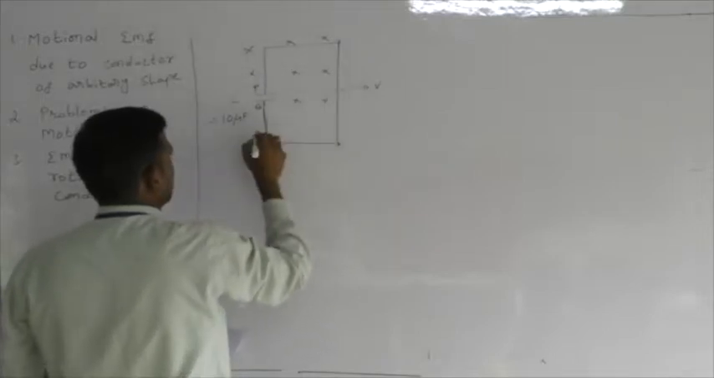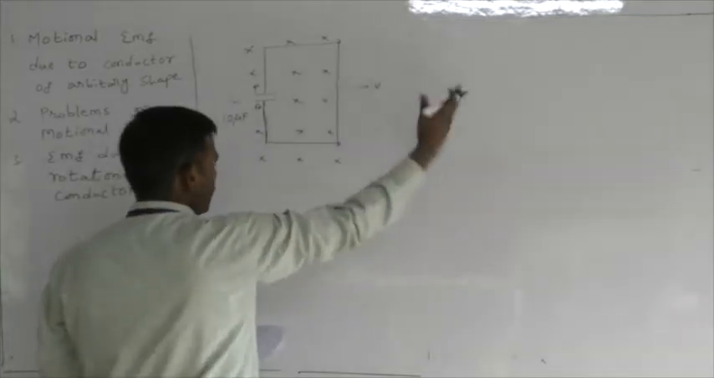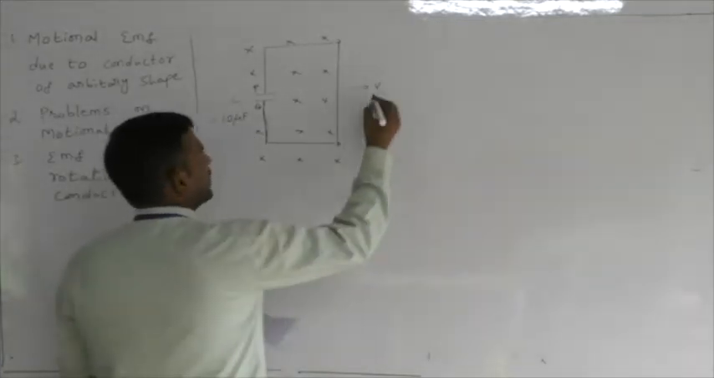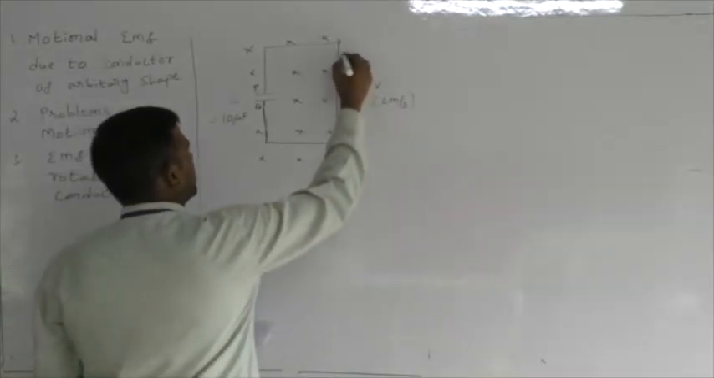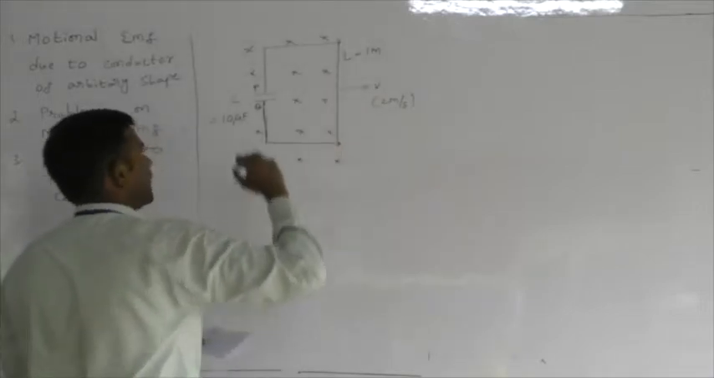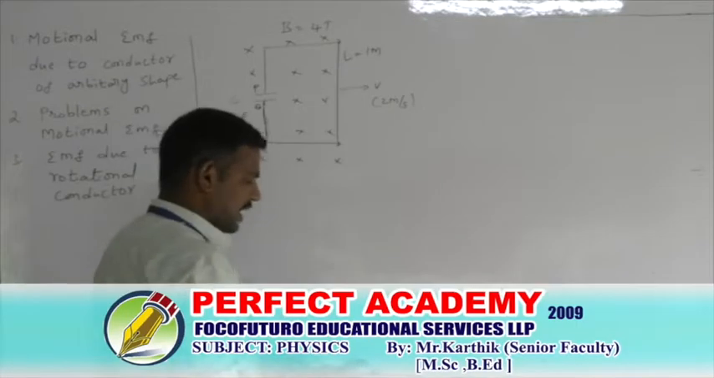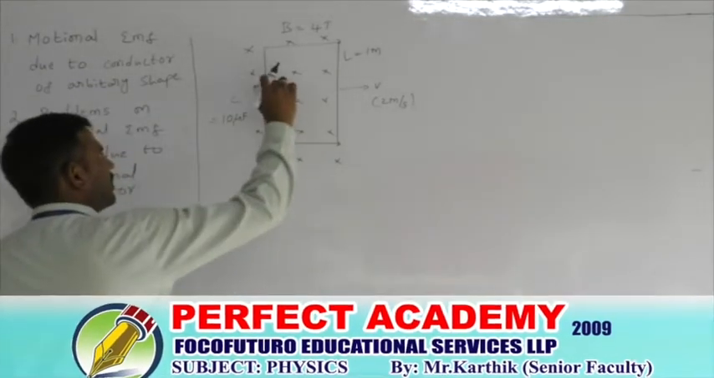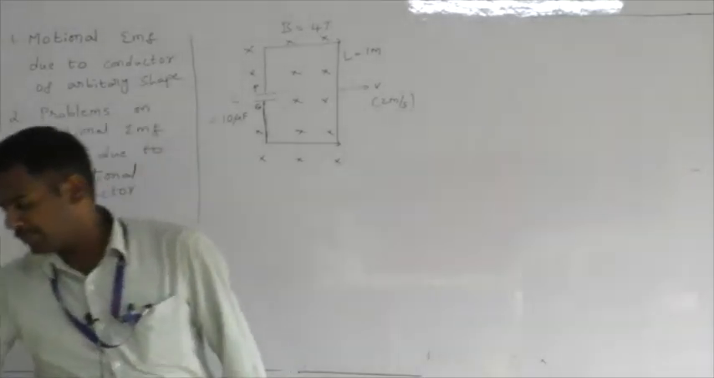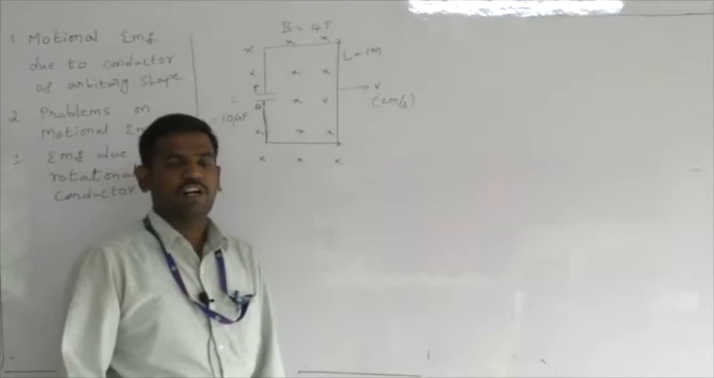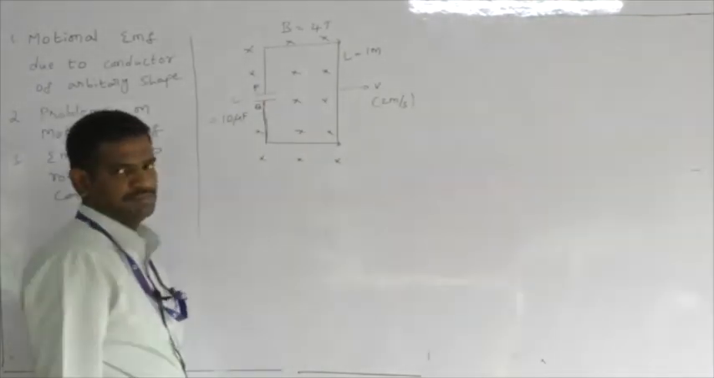So there is a uniform magnetic field here. In that, this conductor is moving with a velocity v, which is given as 2 meter per second, and the length of the conductor is 1 meter. The magnitude of magnetic field intensity is 4 Tesla. From this information, they ask you to find out what are the charges that will be stored on plate P and plate Q. How much charge and what is the nature of that charge that will be accumulated on plate P and plate Q, that we need to find out.